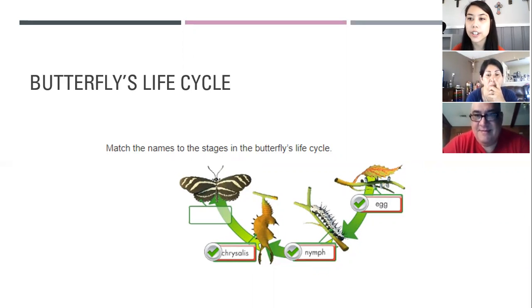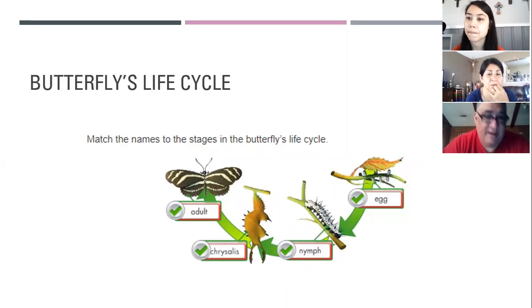The next stage is called a chrysalis, and it's similar to a cocoon. After it is a caterpillar, it goes into the cocoon and kind of hibernates for a little bit until it's ready to form into a butterfly. And then the final one you have is the adult, or the butterfly. That comes from the chrysalis. Basically it hibernates and then it metamorphosizes from a caterpillar into a butterfly.